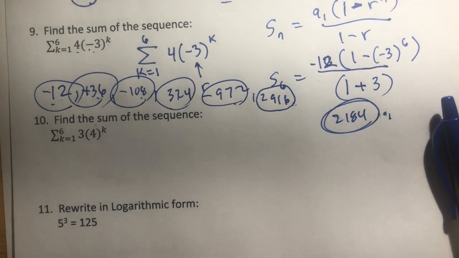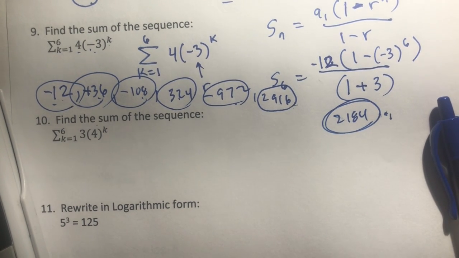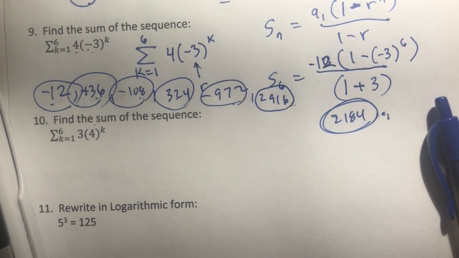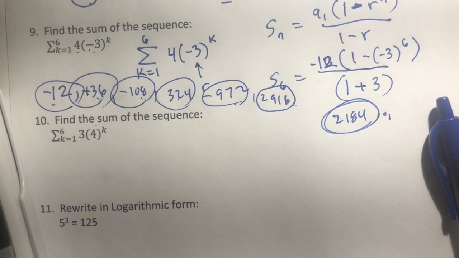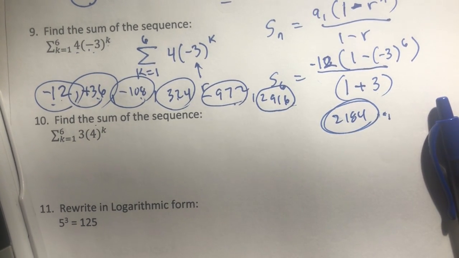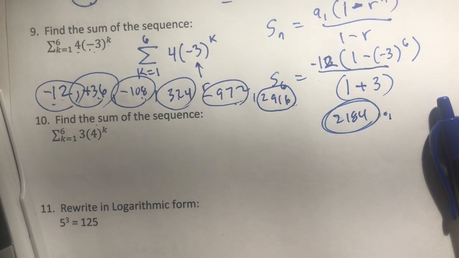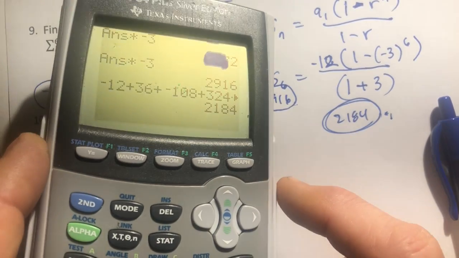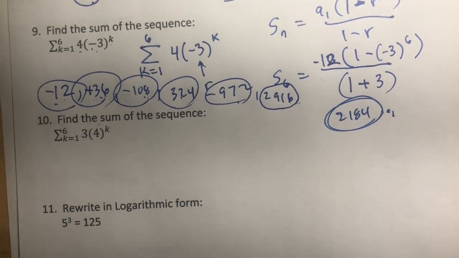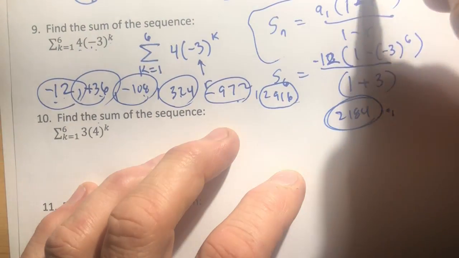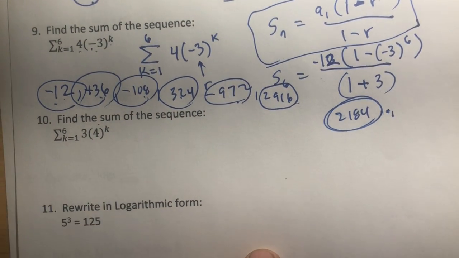Okay, I can do it real quick. -12 plus 36 plus -108 plus 324 plus -972 plus 2916. And look at there, you get 2184. All right, but it's easier using a formula. So here's the formula for the sum of a geometric sequence.